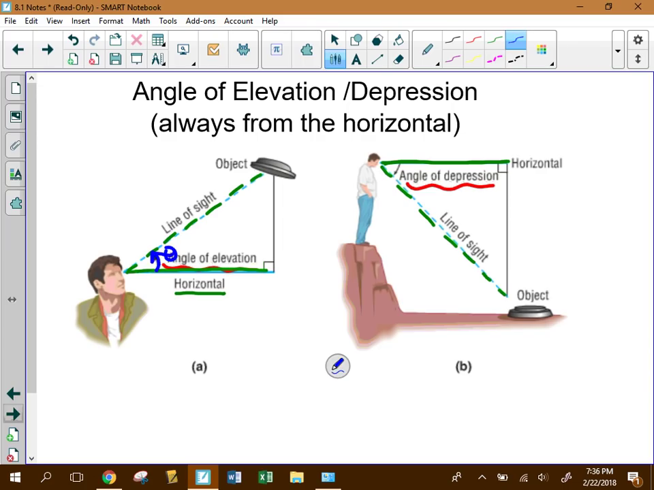We would call that theta. In figure B, the angle of elevation is right there. We would call that theta. If you do not place an angle correctly, then you're not going to get the right answers because you haven't placed the correct angle of elevation or angle of depression. So remember, line of sight, horizontal. That's really the key there.